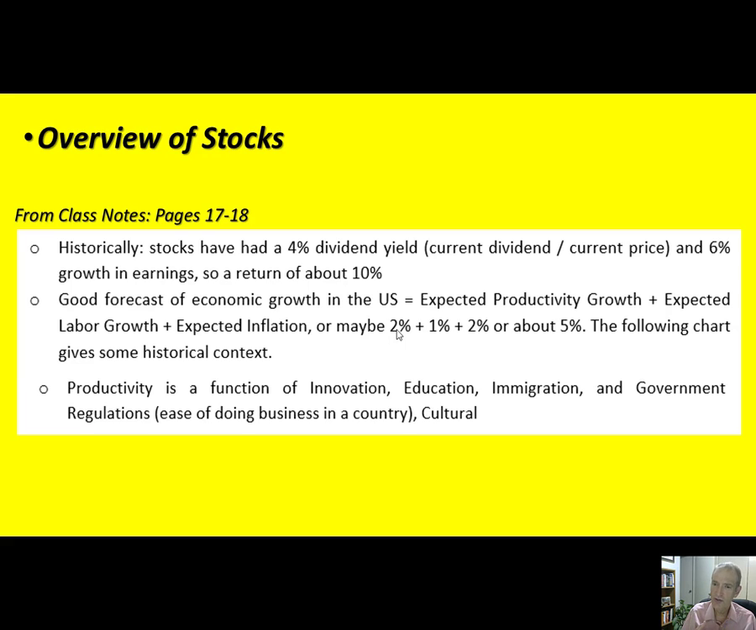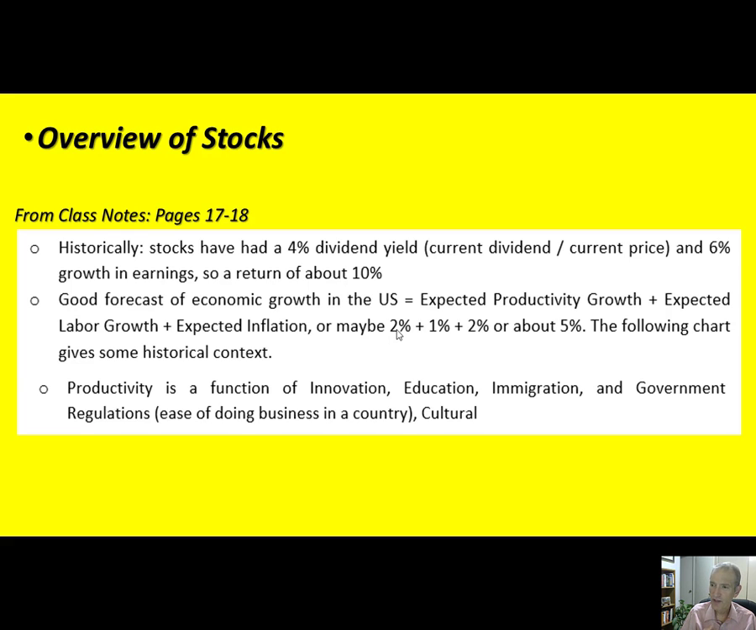You add inflation to that because stocks give you a nominal growth. You want inflation in there. Stocks actually help protect you from inflation a little bit because as inflation goes up, corporate earnings go up. So we want a nominal number. So that 5%, I think, is probably on the high end.